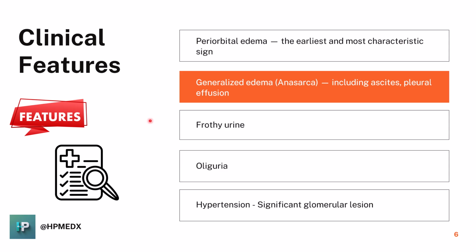And then clinical features. Here you can see periorbital edema. It is one of the earliest and most characteristic signs. And then generalized edema, including ascites, pleural effusion. These are due to decreased oncotic pressure, and frothy urine because of proteinuria, oliguria because of hypoalbuminemia, and then hypertension. Hypertension is more or less uncommon in minimal change disease, and it is present in significant glomerular lesions.